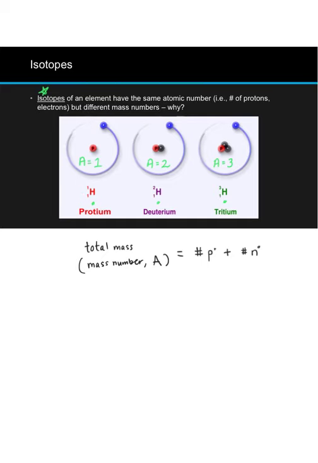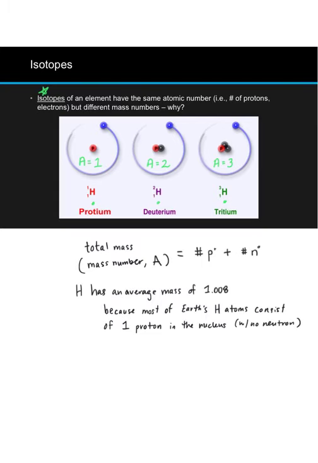If we looked up the mass of hydrogen according to the periodic table, its average mass is 1.008. This is because, far and away, most of Earth's hydrogen atoms consist of just one proton in the nucleus, with no neutrons at all. Therefore, as we look at the periodic table for mass numbers, those mass numbers can be deceiving. They're an average mass of all variations or isotopes of elements.